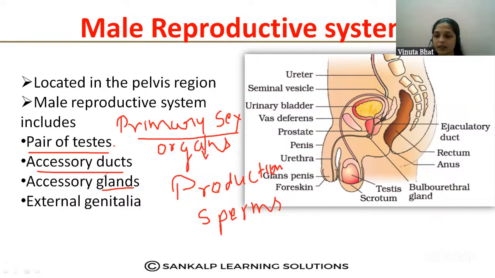Okay, yes, Vittal Lakshman is saying the answer, that is organs that produce the gametes. Yes, very good. That is the correct answer. Primary sex organs means they are able to produce the gametes.